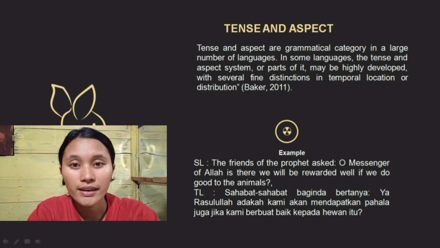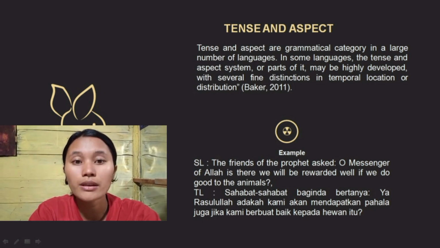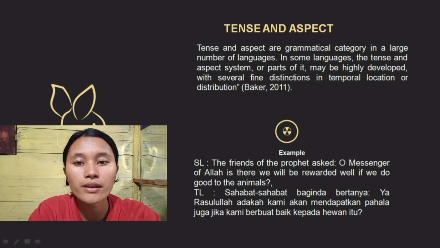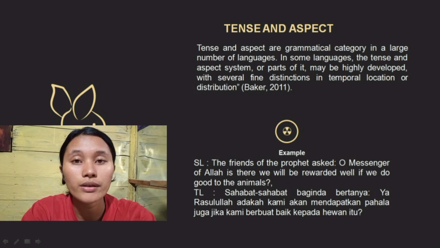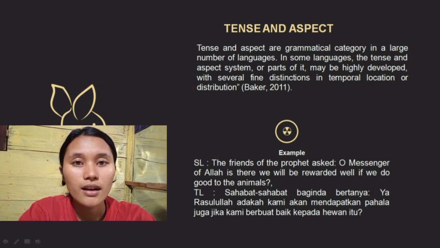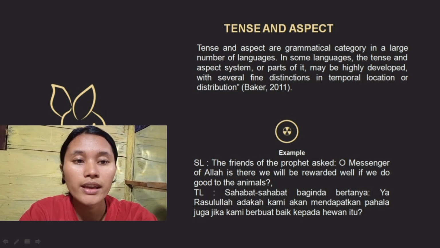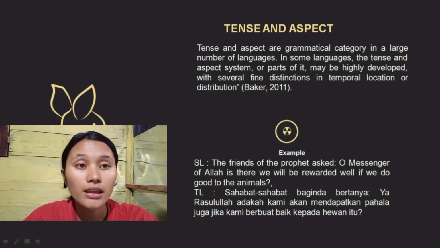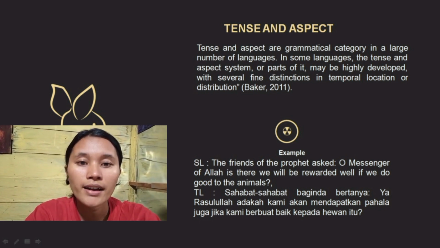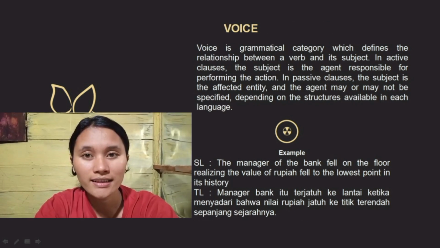The fourth is tense and aspect. Tense and aspect are grammatical categories in a large number of languages. In some languages, the tense and aspect system or parts of it may be highly developed with several fine distinctions in temporal location or distribution. For example, in source language, the phrase of the prophet's companions asks, "O messenger of Allah, will we be rewarded well if we do good to the animals?" In target language, it means sahabat-sahabat baginda bertanya, "Ya Rasulullah, adakah kami akan mendapatkan pahala juga jika kami berbuat baik kepada hewan itu?"